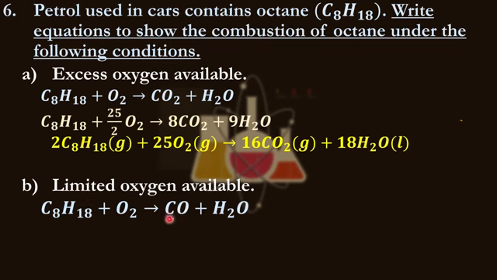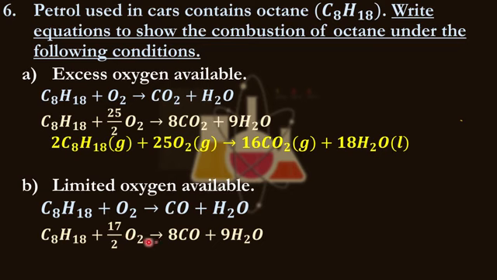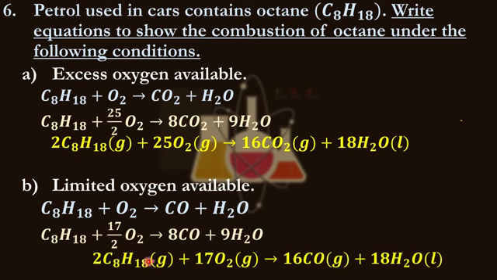So I'm going to get carbon monoxide. You could try this with carbon soot as well if you wanted to, and water. And so this is the value I get. Again, I want to get rid of the fraction. And so I get 2C8H18 gas, 17 O2, 16 CO, 18 water. Okay, and so that's how we go about doing these calculations for combustion.